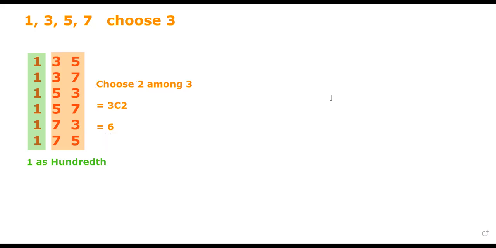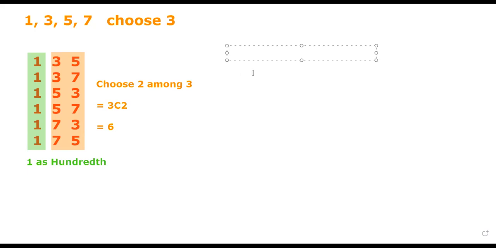So actually, we don't need to list them out. We intuitively know that there are 6 of them. So there are 6 numbers of which we have 1 as the 100th digit. But how about for them to have 1 as its 10th digit? How many of them? Again, 6.